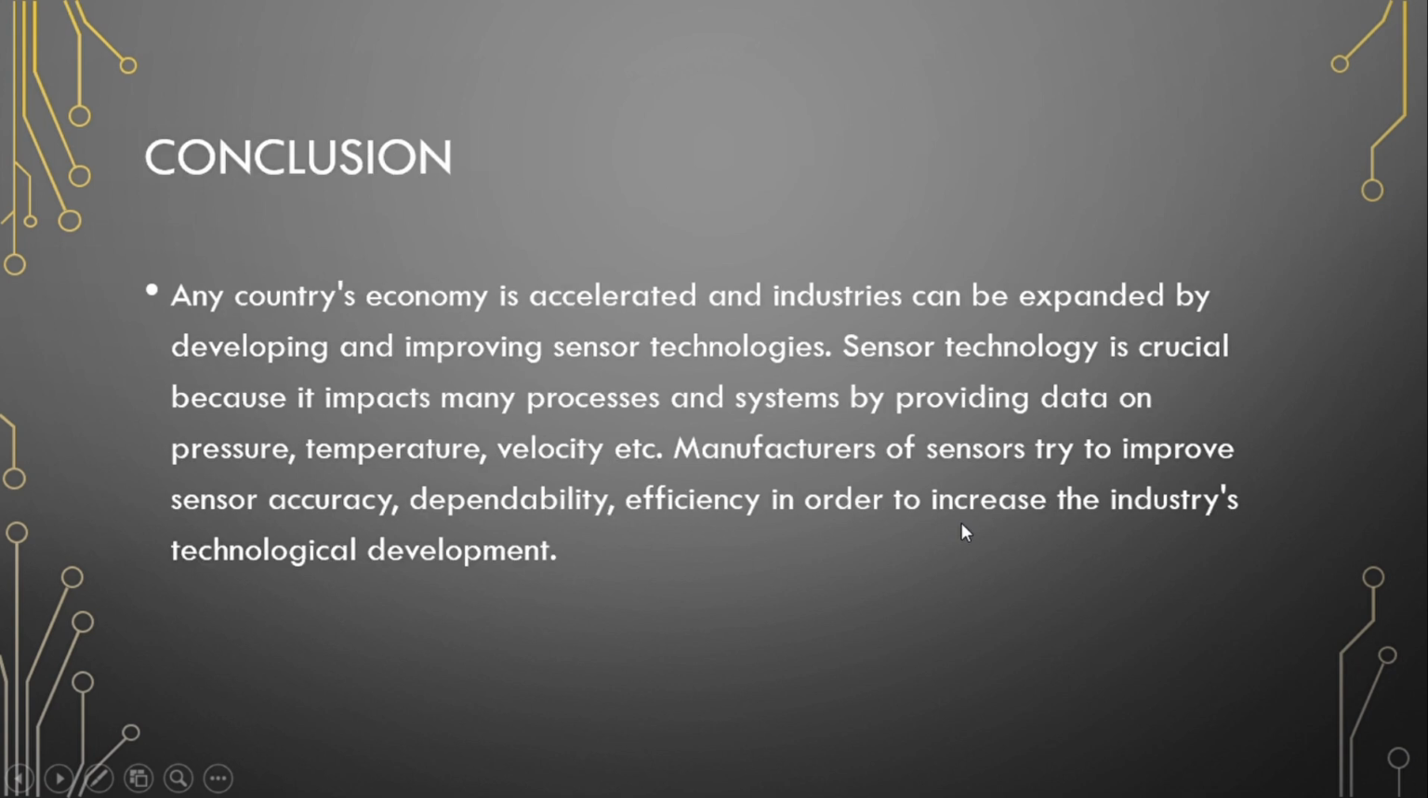And the conclusion is that the country's economy is definitely accelerated because the industry economy is accelerated. Industry will become less vulnerable to downtime and failures, and predictive maintenance can help industries predict any kind of failure before it happens. In this way, reworking in industry can be minimized, and the economy of the industries increases. As a result, the country's economy is accelerated, and industries can be developed and improved by using sensor technologies.